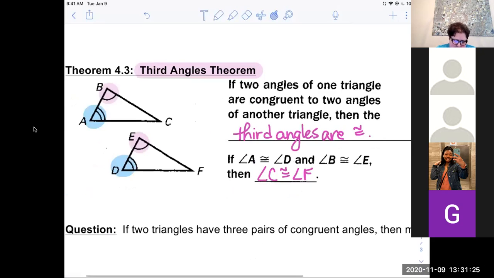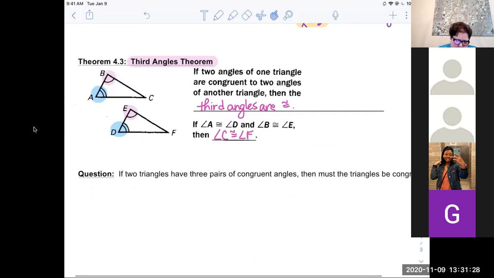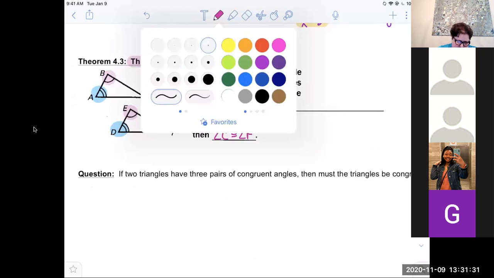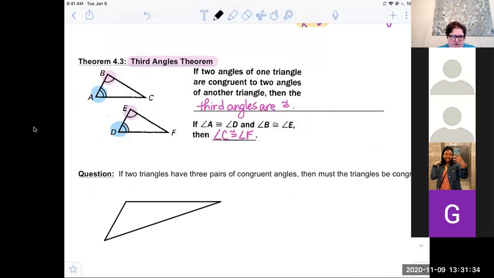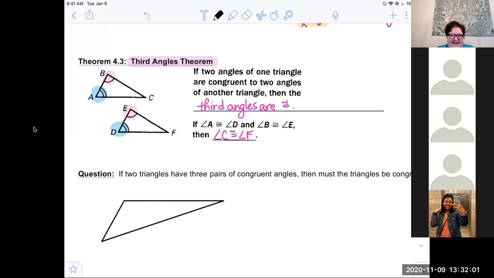Now, we need to be a little bit careful about this. So let's say we have two triangles. I'm going to draw a triangle here. Do you remember what you call a triangle that has three different side lengths? So it's not equilateral, it's not isosceles, it's what? It starts with an S. Anybody remember that? Scalene. Thanks, Ryan. So let's say we have a triangle where we've got three known angle measures.